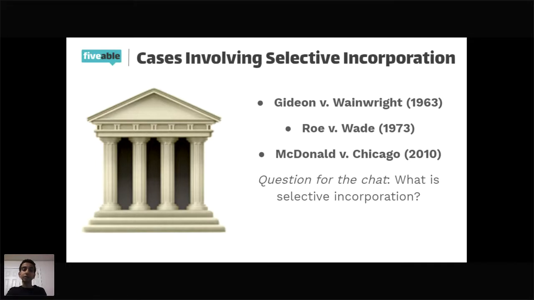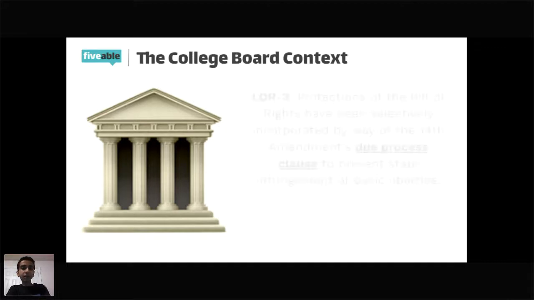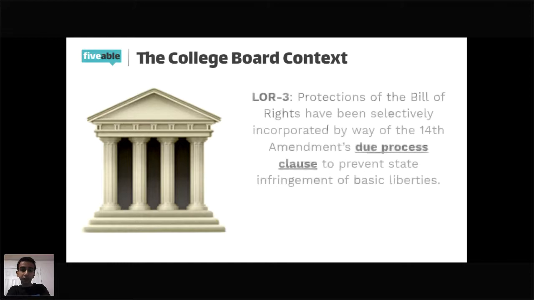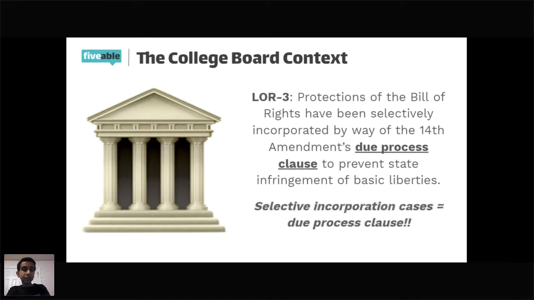The three cases that we're going to talk about are Gideon versus Wainwright, Roe versus Wade, and McDonald versus Chicago. Like I said before, we're first going to look at the College Board context. It says protections of the Bill of Rights have been selectively incorporated by way of the 14th Amendment's Due Process Clause to prevent state infringement of basic liberties. Okay, so the main thing I want you to get from this is that selective incorporation always happens as a result of the 14th Amendment's Due Process Clause.